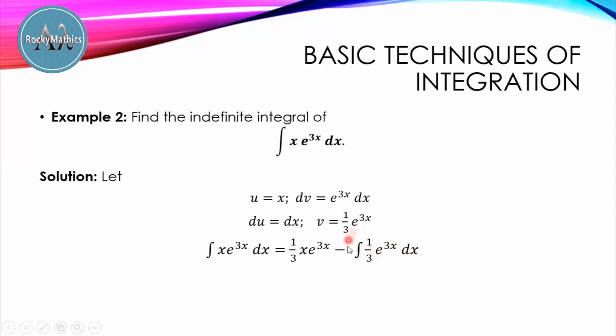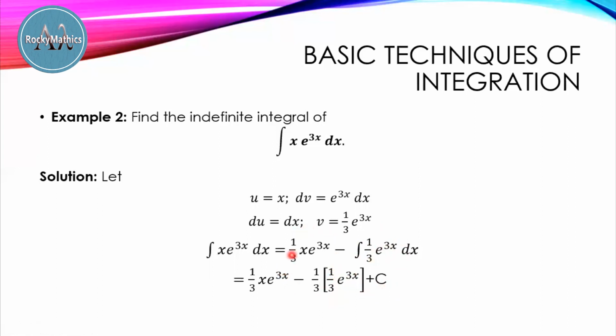So we need to find the integral of this to simplify the whole expression. So what is the integral of this? Okay, now take note that 1/3 is constant, so we can write 1/3 and we can put it outside or beside the integral symbol. So we have 1/3 times the integral of e raised to 3x. And take note that the integral of e raised to 3x is just equal to 1/3 times e raised to 3x. Then do not forget to add c here to represent all the constants.